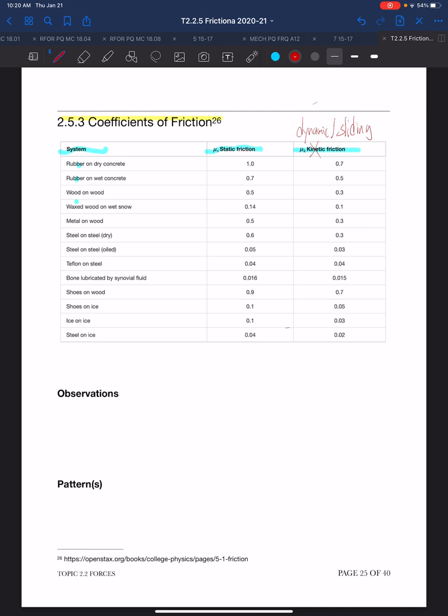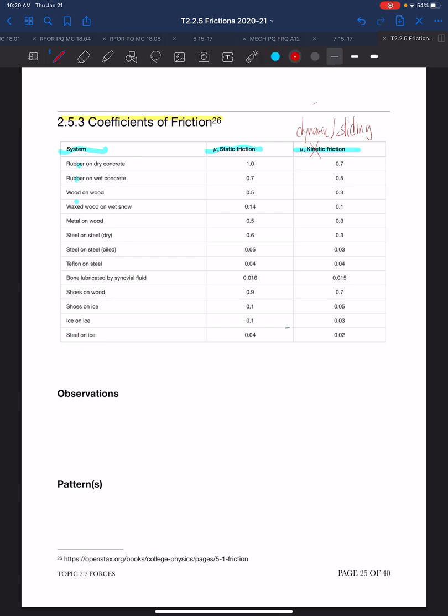So let's look at our system. We'll look at the different materials we have. Rubber on dry and wet concrete. And we notice the difference. Oh, the coefficient is higher. So there's more friction when it's dry than when it's wet. And that's probably not surprising. Wood on wood, steel on steel, Teflon, shoes on ice, ice on ice.